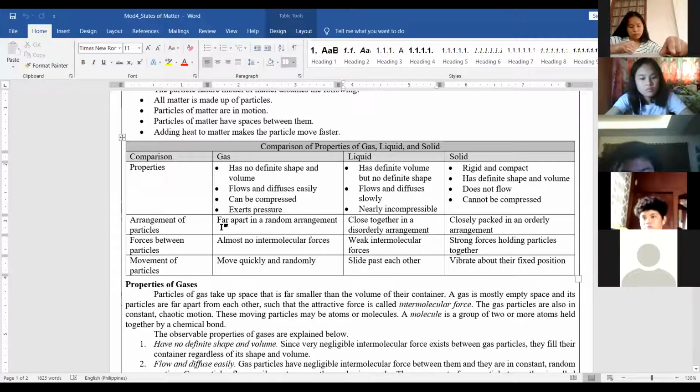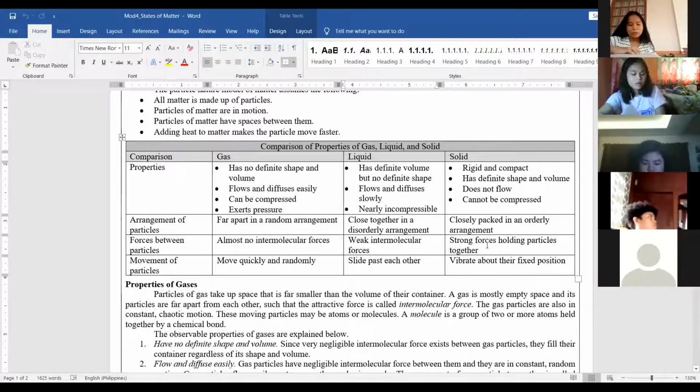With the arrangement of particles, gases are very far from each other. Liquids just simply slide past each other, but solids are closely packed with one another. For forces between particles, there's no force acting on the particles of gases, but there's a very strong attractive force between the particles of a solid.